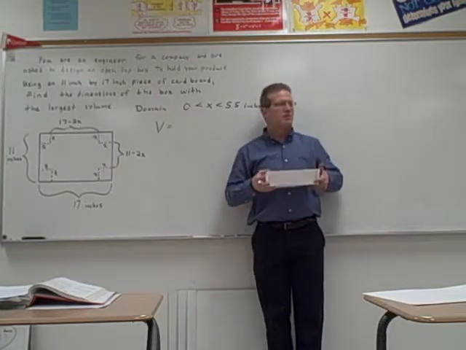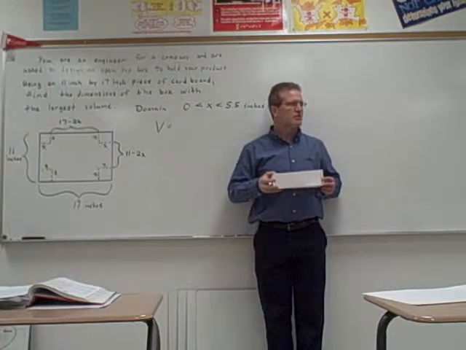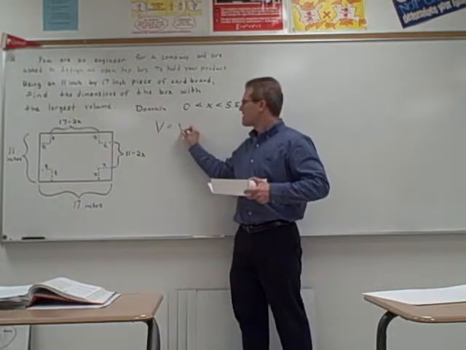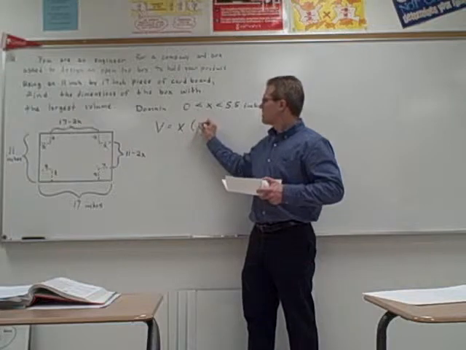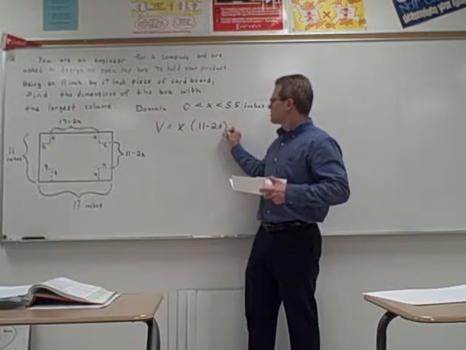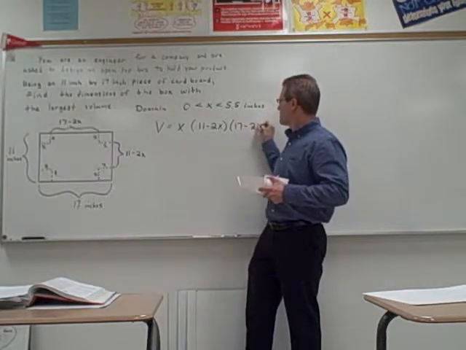So how would you find the volume of this box? What would you do with 3 dimensions? Multiply them. You take the height, which is x, times the width, 11 minus 2x, times the length, 17 minus 2x.